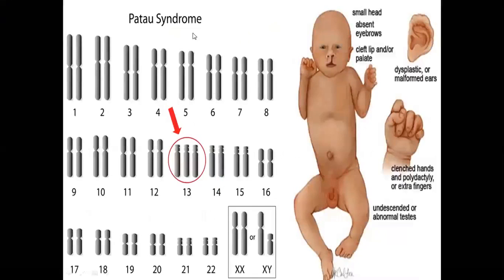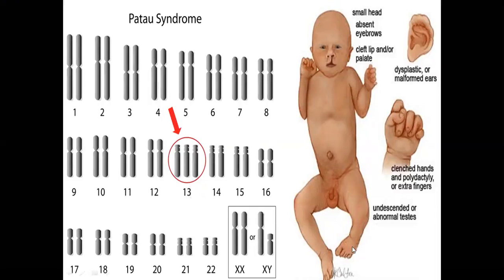So this is a Patau syndrome karyotype, as you can see. All the rest of the autosomes have just two homologous chromosomes. When we look at the 13th chromosome, we find an extra chromosome here which failed to separate during cell division. So Patau syndrome can occur in males or females.